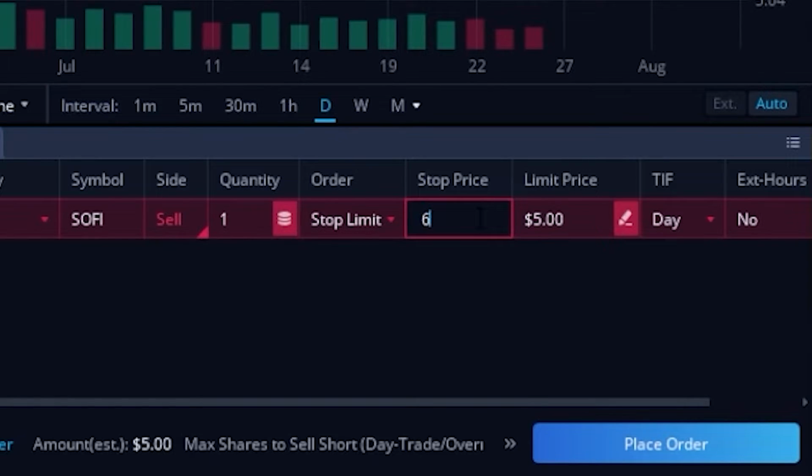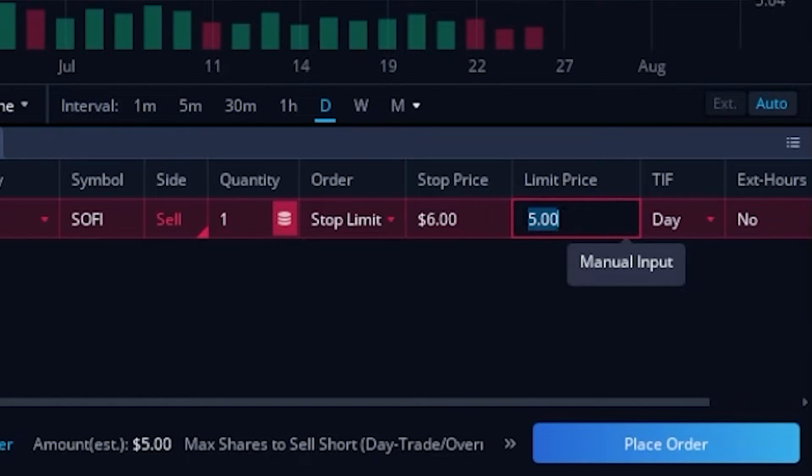But then after that, you get to specify the absolute lowest price that you'd be willing to sell these shares for, and that's going to be the limit price right here. So in this example, let's say I would never want to sell these shares for anything less than, let's say $5.90. Go ahead and put in $5.90, but you can see the stop activation price is still $6.